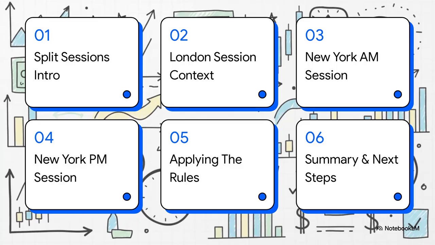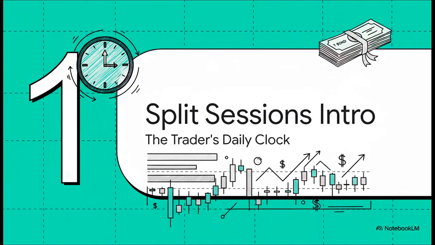So here's what's on deck. We'll start with the main idea, which is split sessions. Then we'll break down the London, New York AM, and New York PM sessions one by one. After that, we'll look at some real chart examples to see how it all clicks into place. And then we'll wrap it all up. Sound good? Let's go. All right, first things first, let's talk about the core concept here: split sessions.